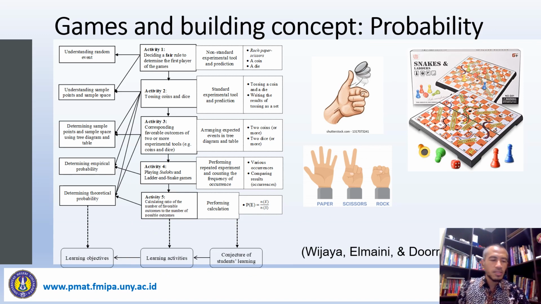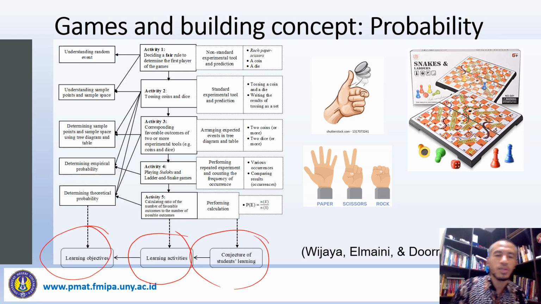Another example is from a junior high school level. It's about 14 years old. Again, we use game-based learning, but in this study, we use the game to introduce the concept of probability. We use a quite famous game, that is the snakes and ladders game. We also use the design research by Gravemeijer and Cobb. We have three components: learning objective, learning activities, and conjecture of students' learning.